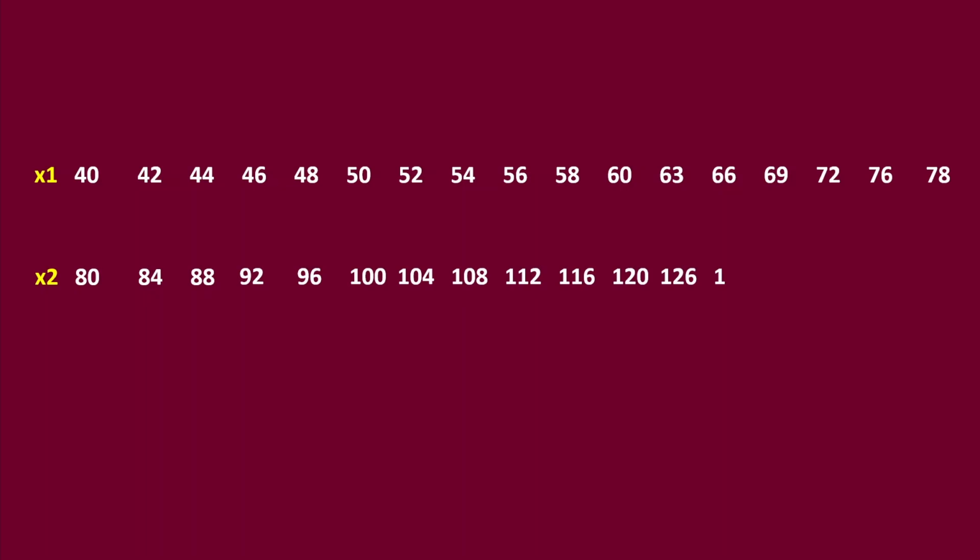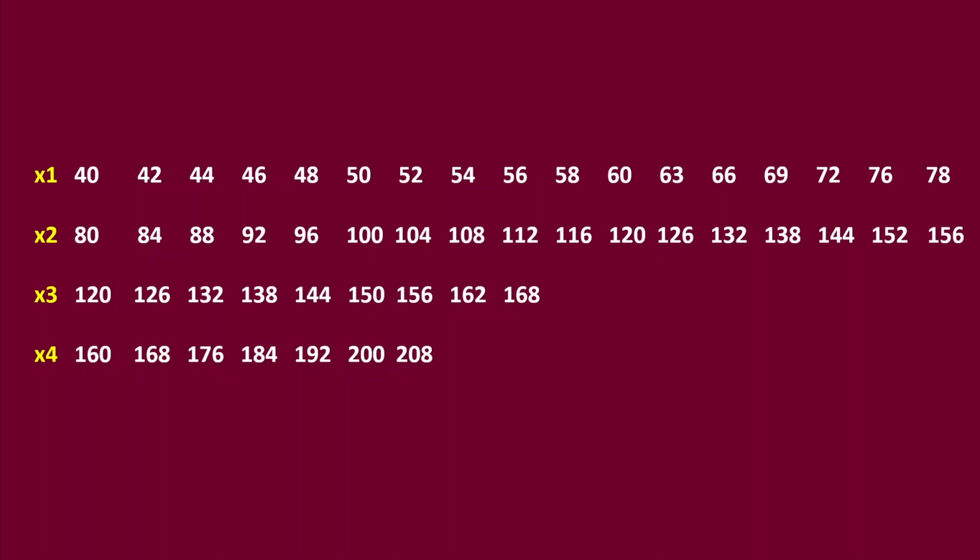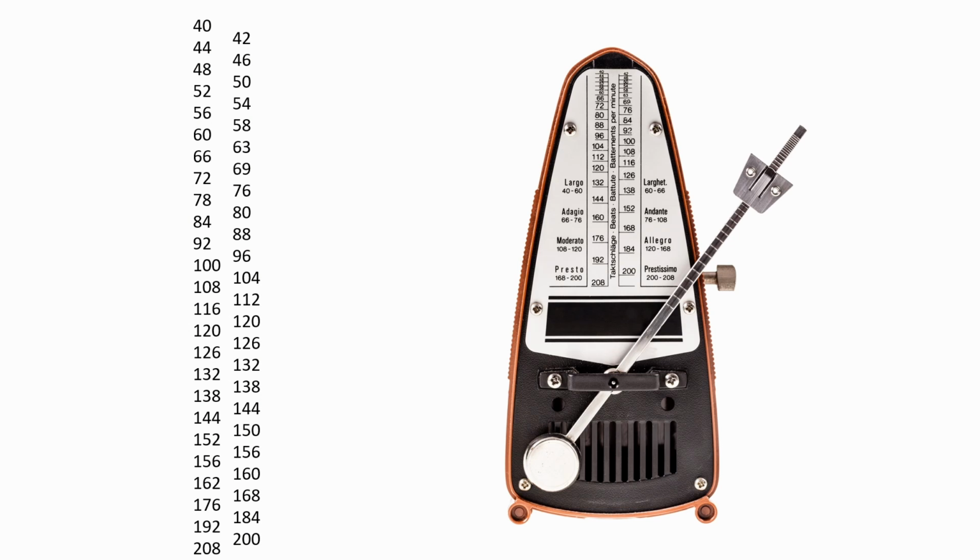Here are the lowest tempo markings up to 78 beats per minute. Let's multiply them by 2. Now by 3. And now let's multiply them by 4. Placing all these in order while eliminating duplicates results in the range of standard metronome markings.